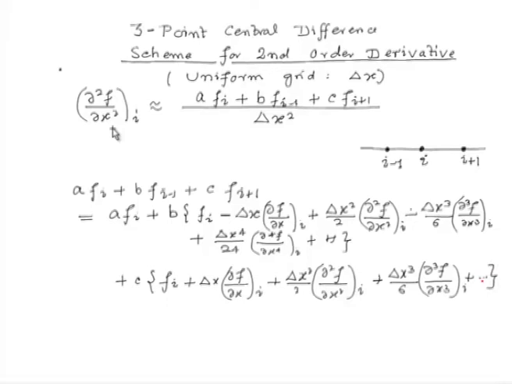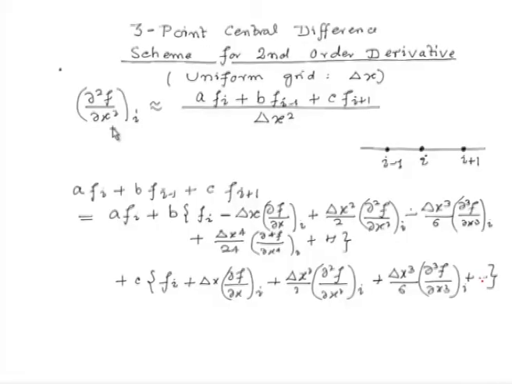Now let us collect the like terms, like the ones which involve function values or the first derivative, second derivative and so on. Let us collect them together. So we have got three terms involving function values, a fi, b into fi and c into fi. So we will get a plus b plus c times fi. Now let's next collect the multipliers of the first derivative.